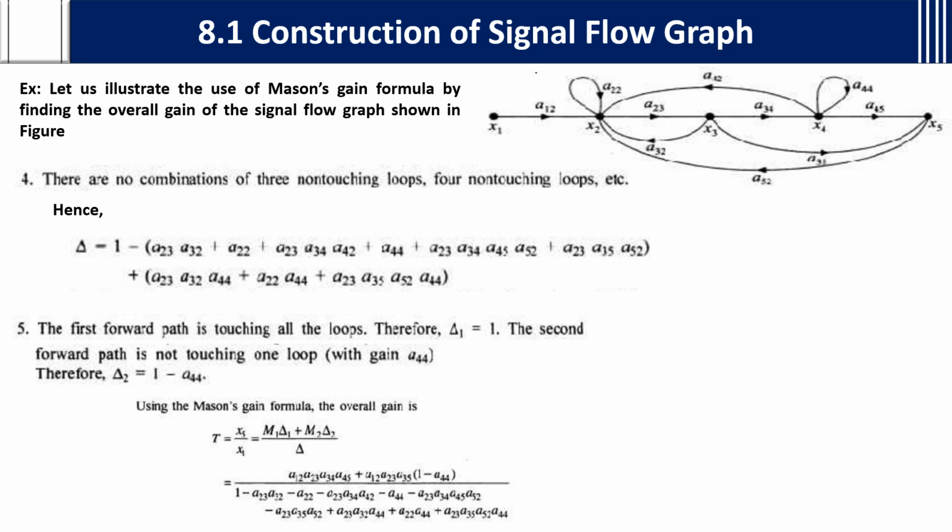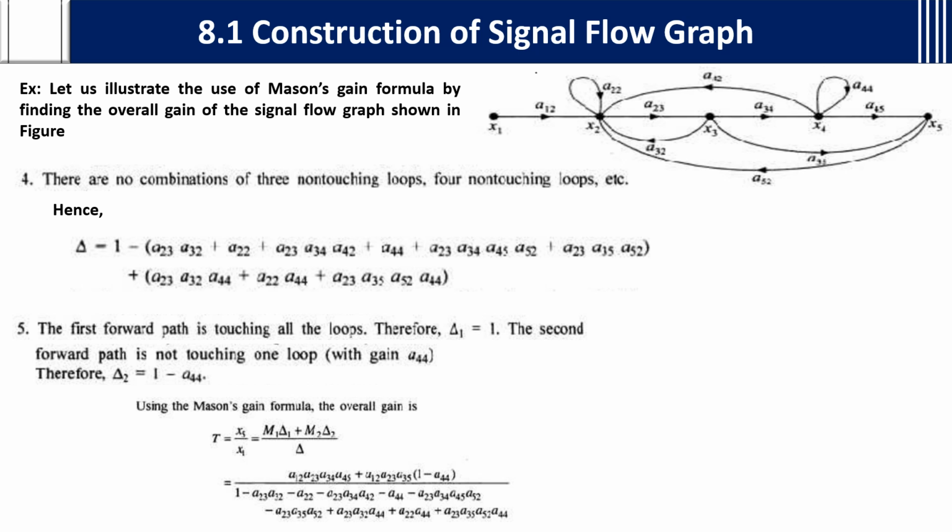Then there is no combination of three non-touching loops present at a time, and no four non-touching loops. So we can directly write the delta. The delta is 1 minus, what will we write first? The sum of all the loop gains we got, then we add the two non-touching loops, the three combinations we got.